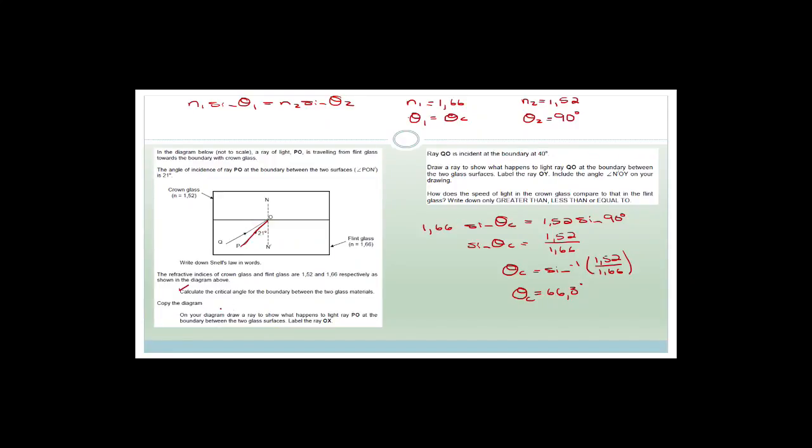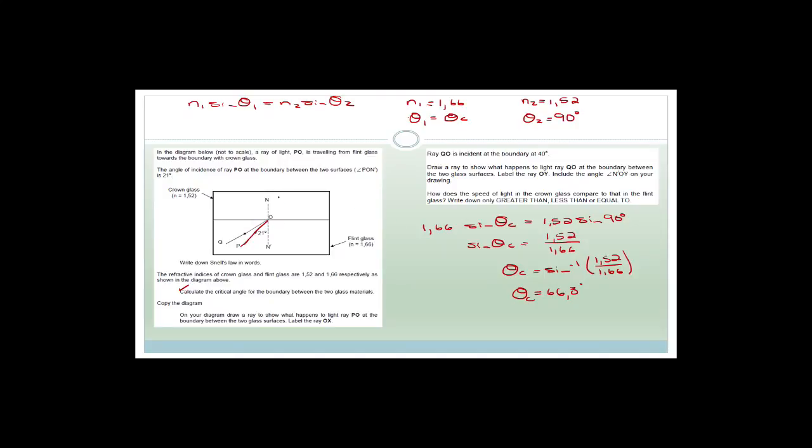Now it says copy the diagram. Obviously we're not. On your diagram, draw a ray to show what happens to light ray PO at the boundary between the two glasses. Label the ray OX. Well, obviously PO is only 21 degrees, right? So it is seriously not the critical angle, okay? So the critical angle is 66.3.